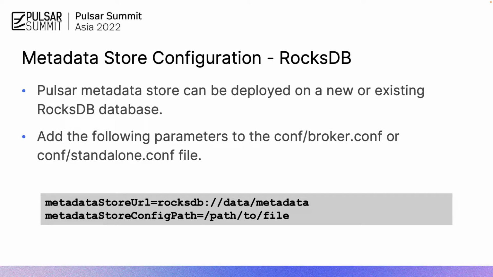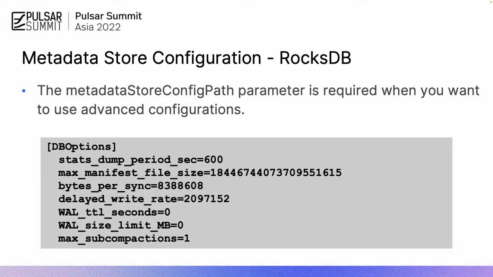If you want to use RocksDB as your metadata store implementation of choice, then the configuration properties for your broker configuration would look something like this. Again, your metadata store path is now prefixed with the RocksDB protocol type, followed by a path to where you want the RocksDB data to be stored on disk. If you want to fine-tune the configuration of your RocksDB metadata store, then you can use the config path property shown here to point to a configuration file that contains all the settings you want RocksDB to use.